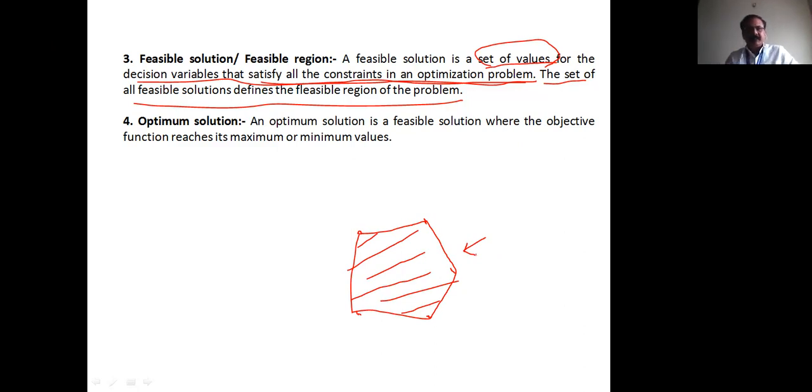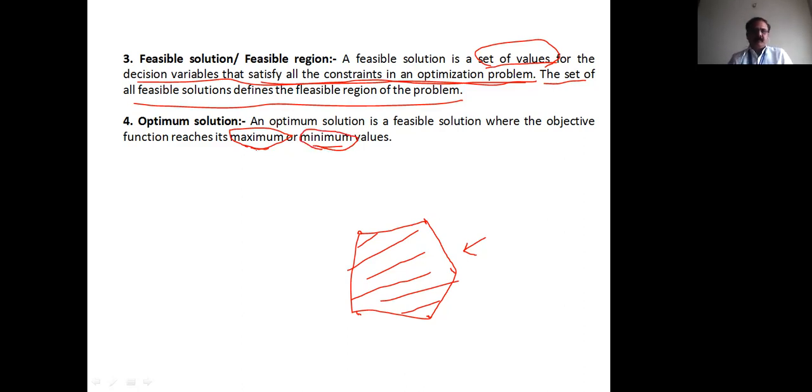The next important term is optimum solution. What is an optimum solution? An optimum solution is a feasible solution where the objective function reaches its maximum or minimum value. As we all know, linear programming is used either to find the maximum or minimum of the objective function. Therefore, the optimum solution is achieved when the objective function reaches its maximum or minimum value.